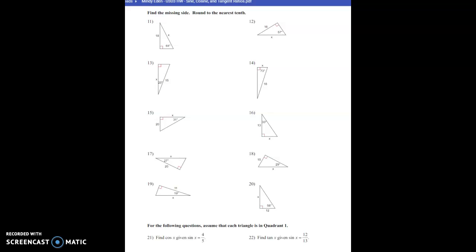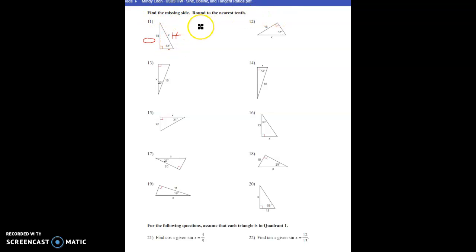Okay, so I'm going to do 2 of these from 11 through 20. So let's look at 11. If you have the angle 64, you have to look at the 2 sides that are given. So 18 is opposite, and the x is the hypotenuse. So opposite and hypotenuse is sine.